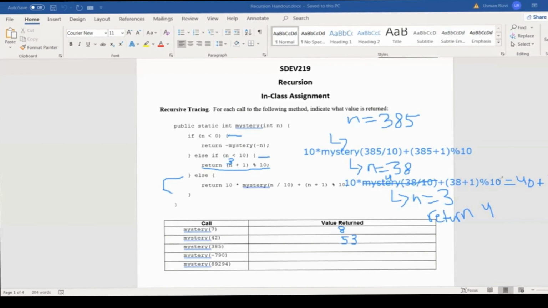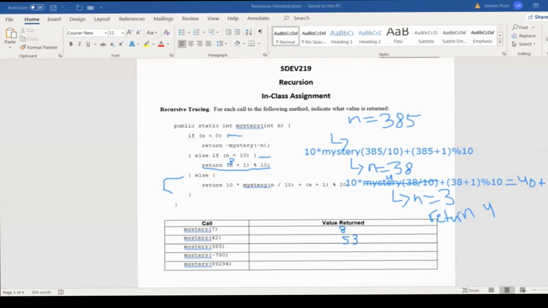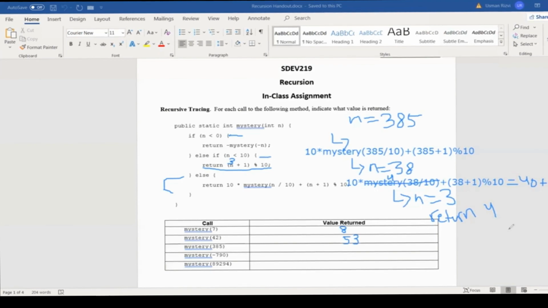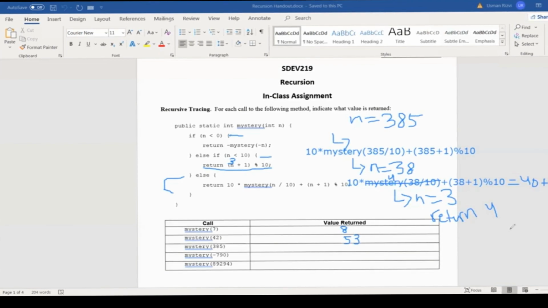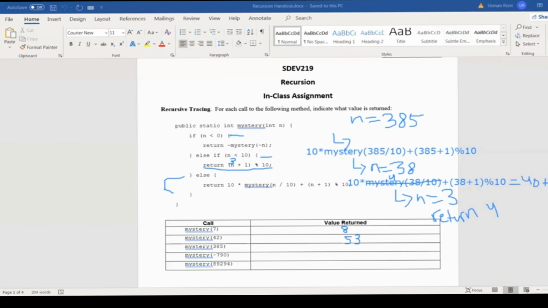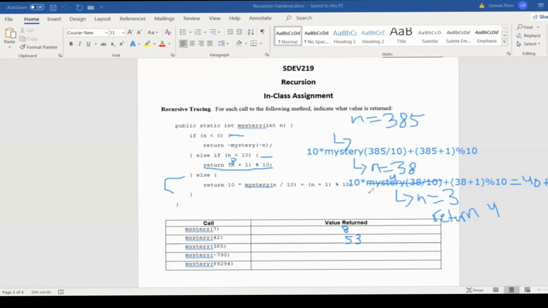So 39 mod 10 is 9, and the value would be 49. Make sense? If I make a mistake or anything, let me know. We can go back and backtrack and see where we made the mistake.